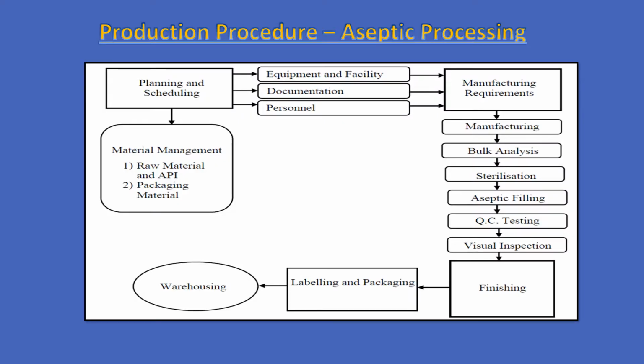Now we will learn about the production procedure. So first of all, there is planning and scheduling. In that, raw material is managed, in which we have raw material and API and also the packaging material. Also for the planning, the equipment, facility, documentation and personnel are done, and then manufacturing requirements are completed. Then we will move to manufacturing, bulk analysis, sterilization, aseptic filling, quality test, visual inspection, finishing, label and packaging, and warehousing. We will study them all in detail one by one.